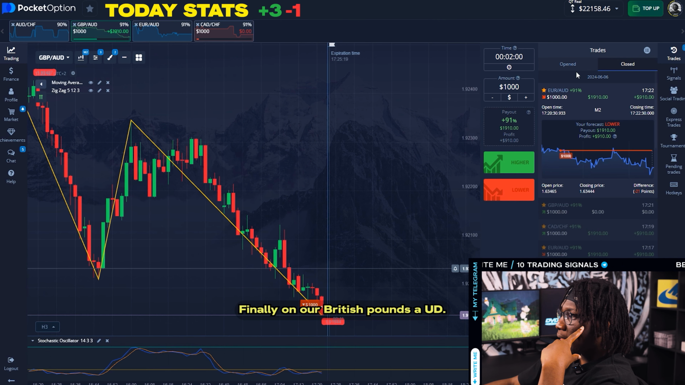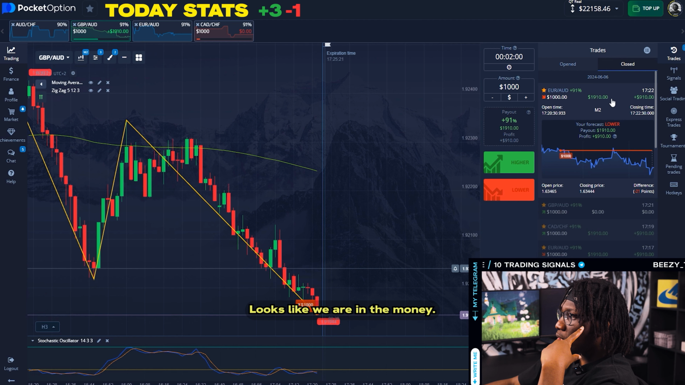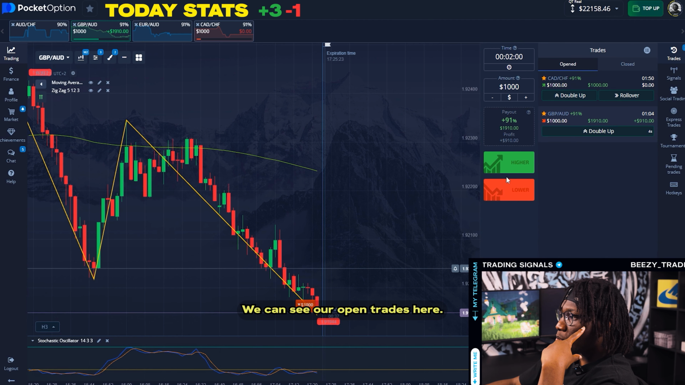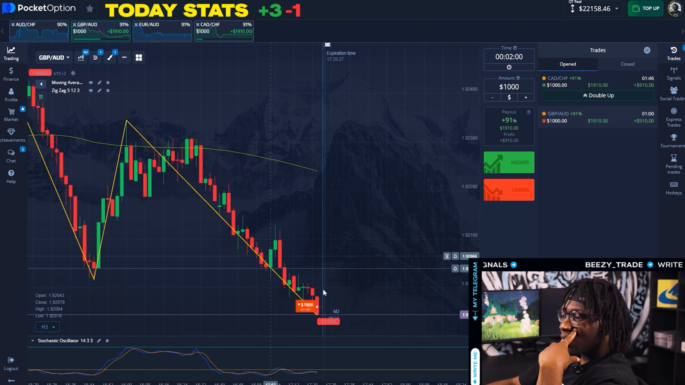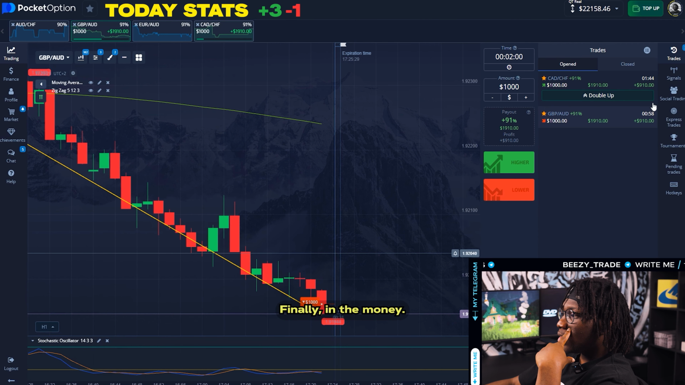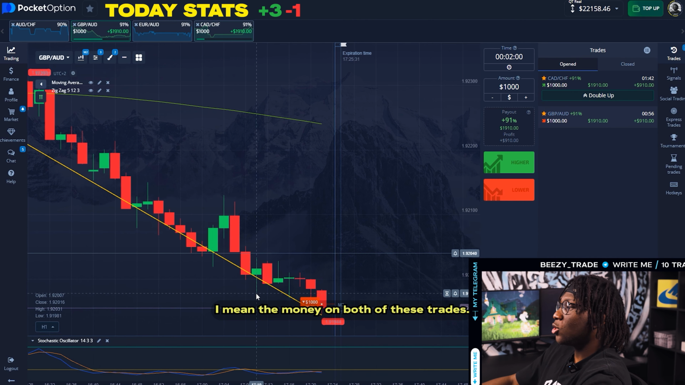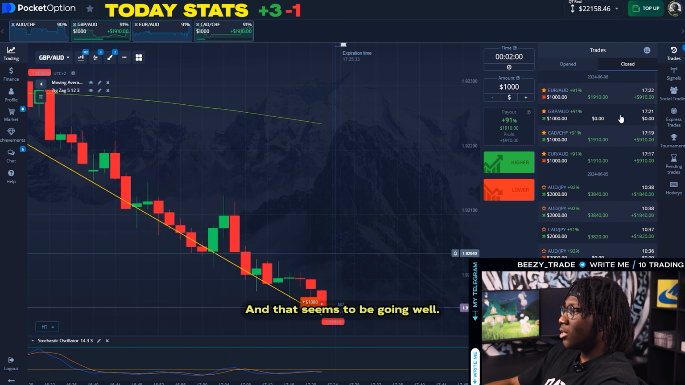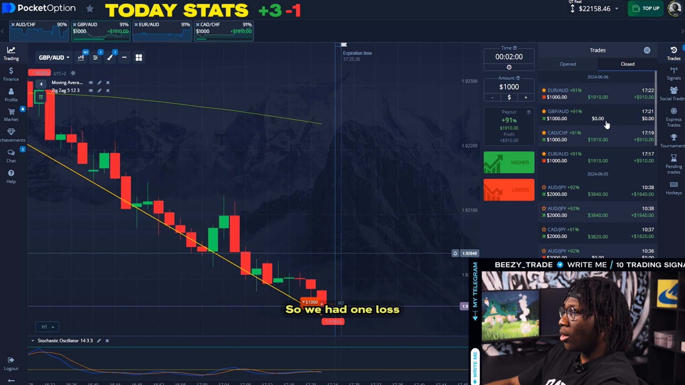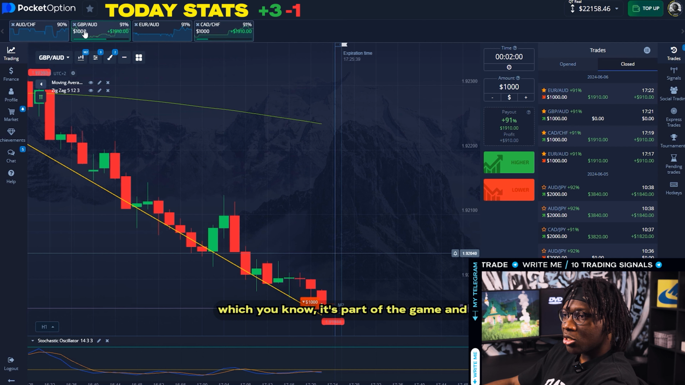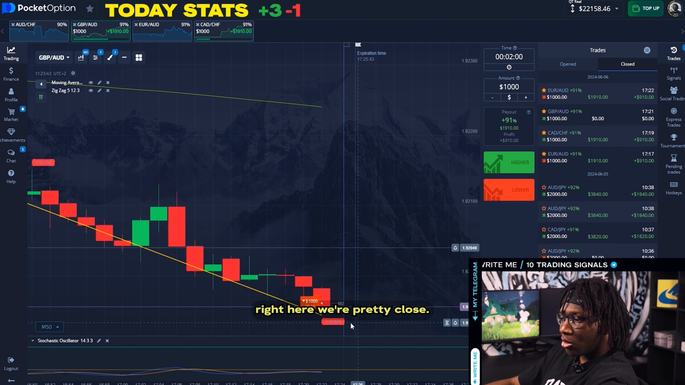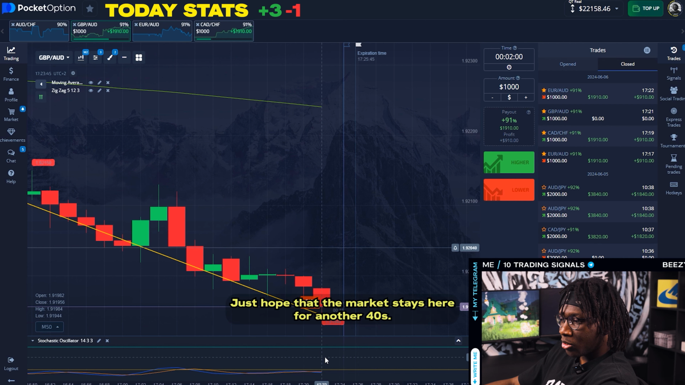Finally, on our British pounds AUD, looks like we are in the money. We can see our open trades here. Finally in the money. We're in the money on both of these trades. And that seems to be going well. So we had one loss, which, you know, it's part of the game. And right here, we're pretty close. Just hope that the market stays here for another 40 seconds.